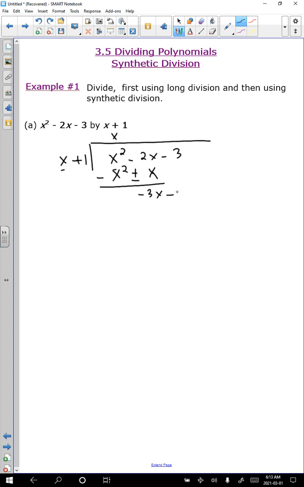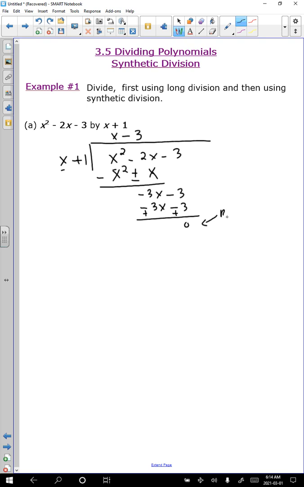I'll bring down the negative 3. And then I would have to say how many times does x go into negative 3? It goes into it negative 3 times. So then I got to multiply the negative 3 with both the x and the plus 1. So negative 3 times x is negative 3x. Negative 3 times plus 1 is negative 3. And then I subtract, so then they add up to 0. Okay, so this is how you would do it.